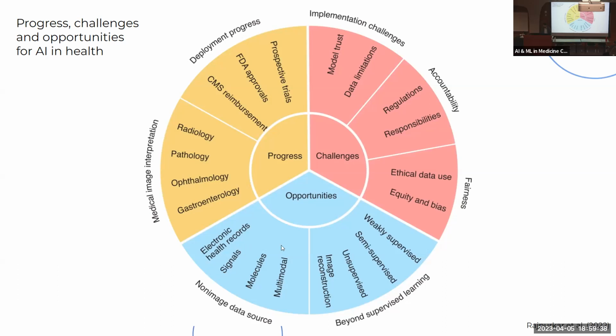And then like other non-image data sets. So there's medical signals we talked about, molecules, for example. There's a lot in drug discovery and that sort of stuff that's being used. And then you can have multimodal data sets too. And then beyond supervised learning, you can have weakly supervised models, semi-supervised models, unsupervised models, and then image reconstruction is probably one of those that's being used a lot as well.